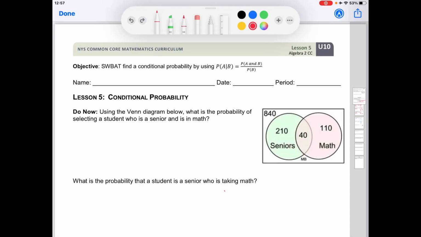Hey guys, welcome to lesson 6. This is actually lesson 6. It says lesson 5, so please fix that. Lesson 6, conditional probability. Pause the video and try the do now.